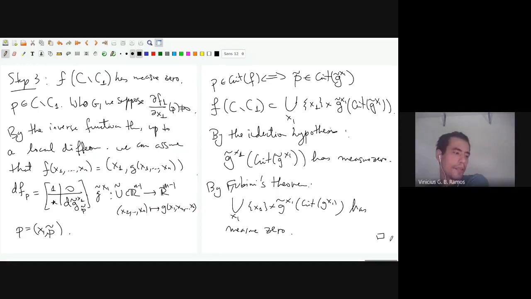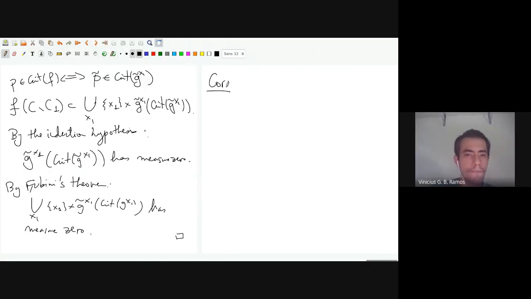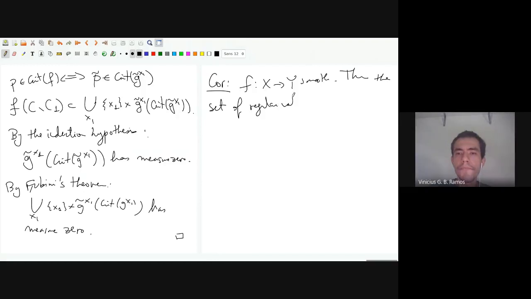Again, this is not really a topology theorem, it's more of an analysis theorem, but because it's so important for the transversality part, I decided to take the class today to prove it. And a corollary of Sard's theorem is, if you have a smooth map f, then the set of regular values of f is dense in Y. Okay. So that's the end of today's class.